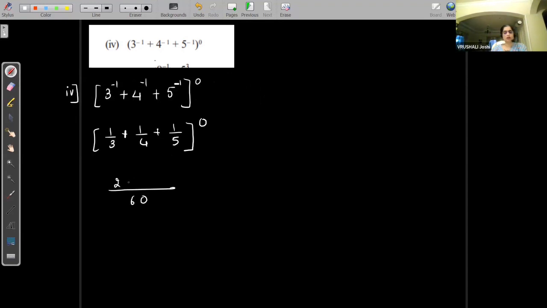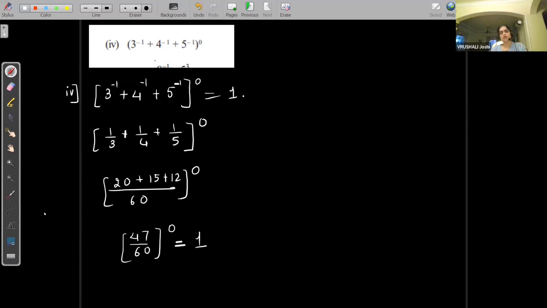That's going to be 20 plus 15 plus 12 and the whole raised to 0. So then that is going to be 35 plus 12, which is 47 over 60 and the whole raised to 0. Final answer is 1. There is no need to do all these steps. Directly here you can write 1 because anything raised to 0 is 1. Getting it?